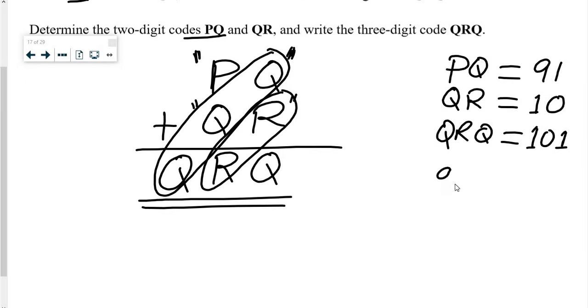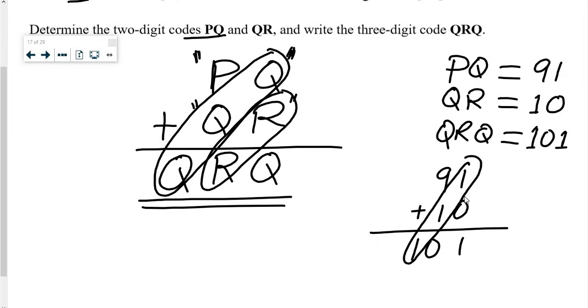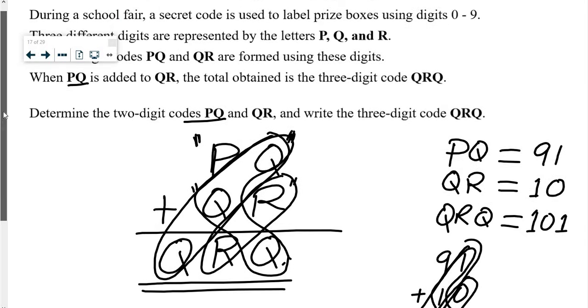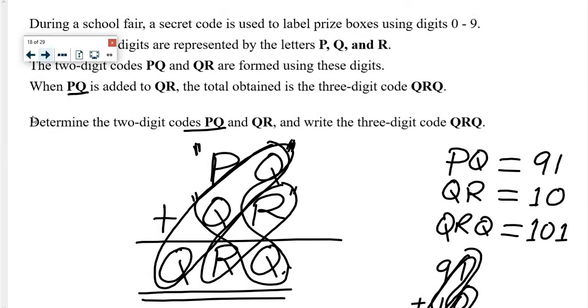Let us see. 91, 10 here, add 100. Look at this pattern. 111, 000, and there is another pattern here, 111. Can you see that pattern here? QQQ. Right? So the two-digit code will be 91, 10, and the three-digit code will be 101. Next question.